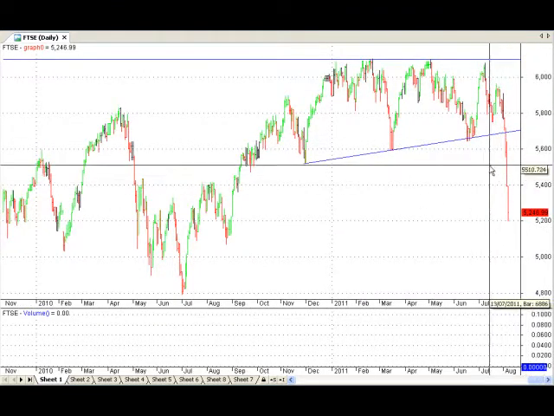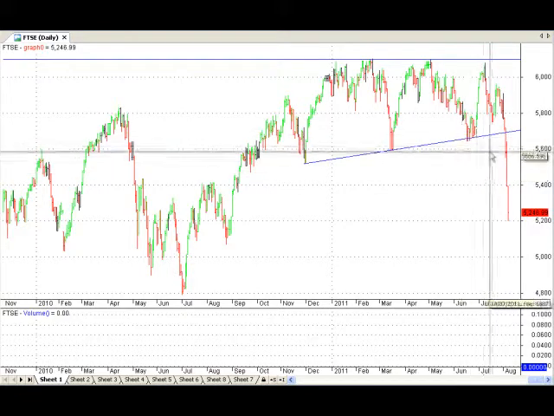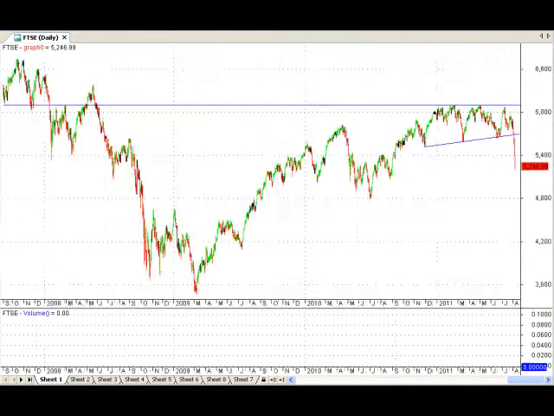So trend following wise, the trend is down. It's down on a medium term basis. It's down on a short term basis. And really, there's not too much more to it than that.